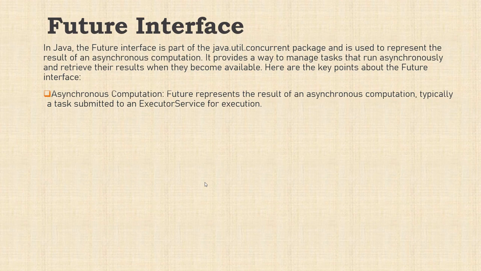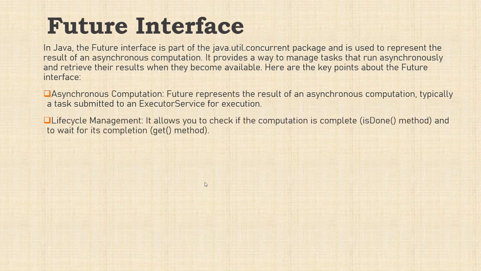Asynchronous computation: Future represents the result of an asynchronous computation, typically a task submitted to an executor service for execution. In the last video we saw that when we execute a thread with the help of the executor framework, we pass an instance of the Callable interface, and it returns the Future type. So we use the Future interface to store the result.